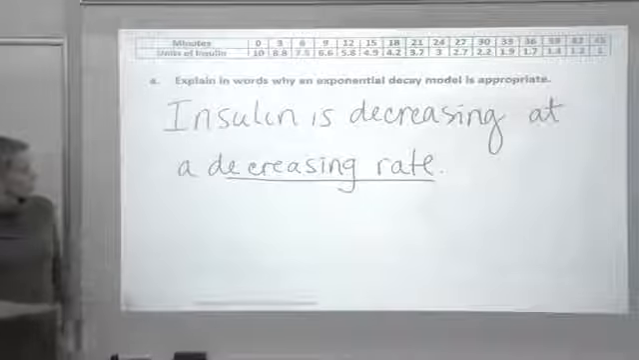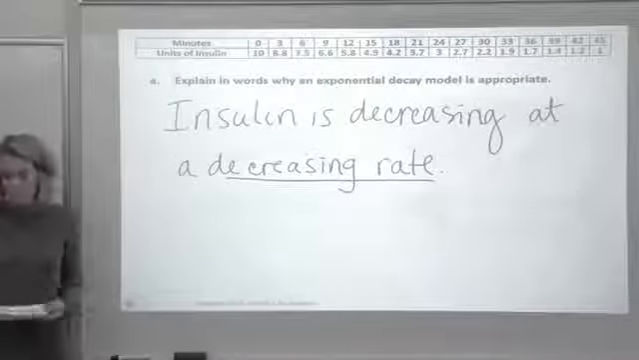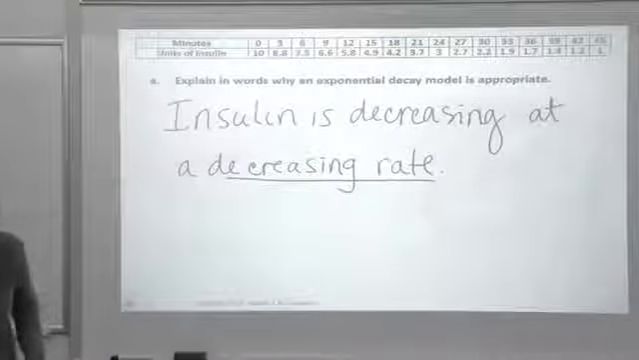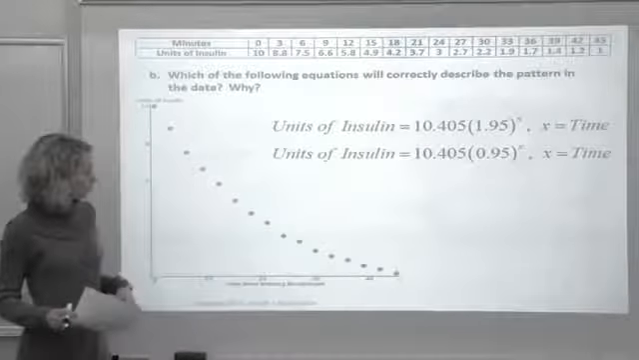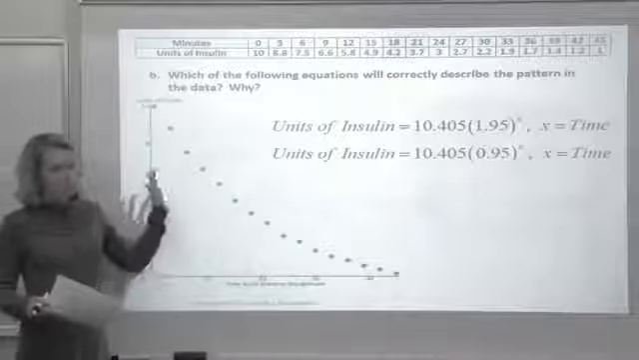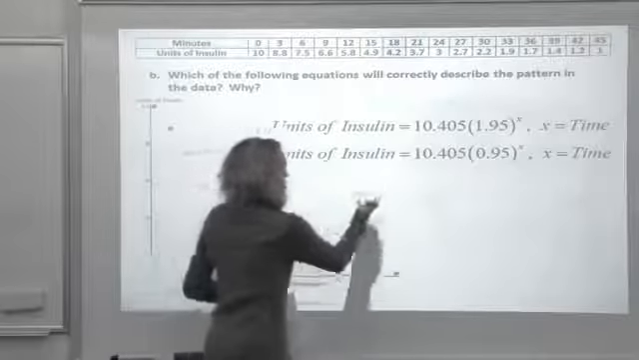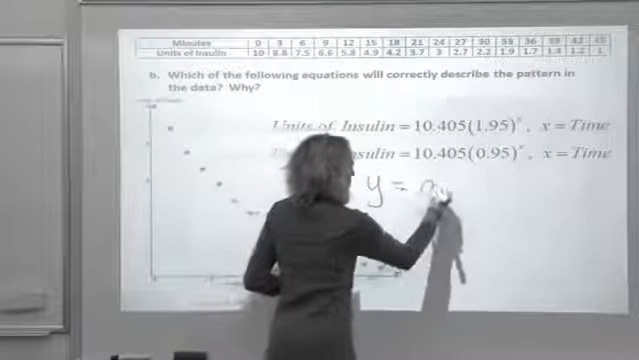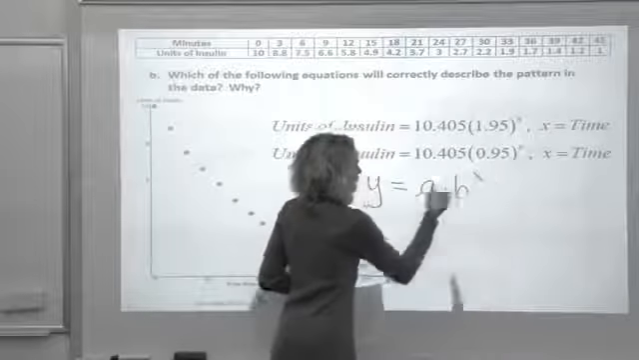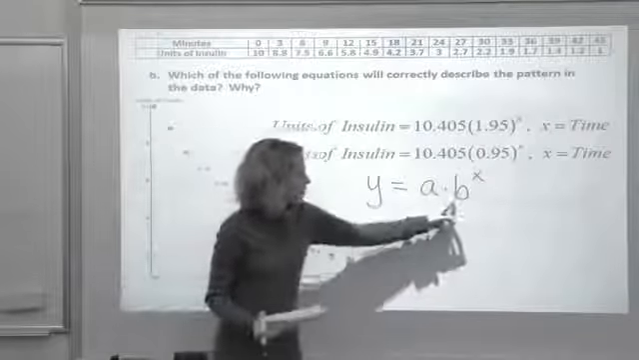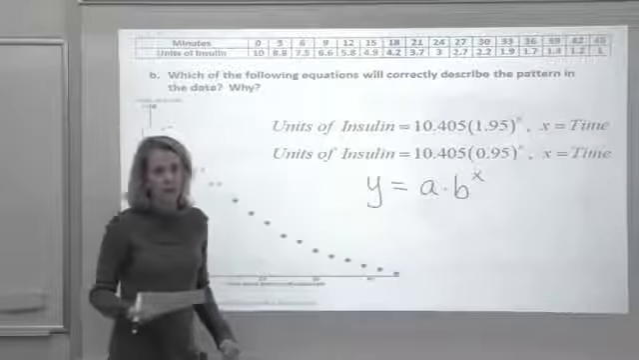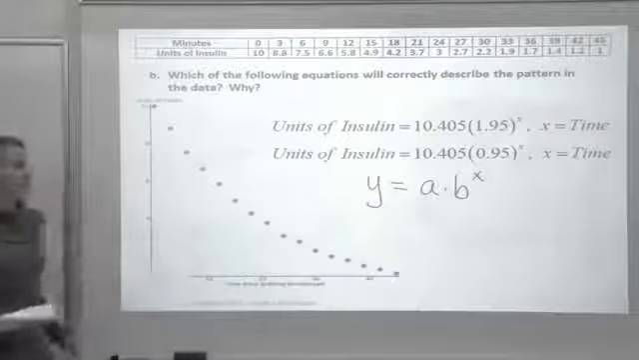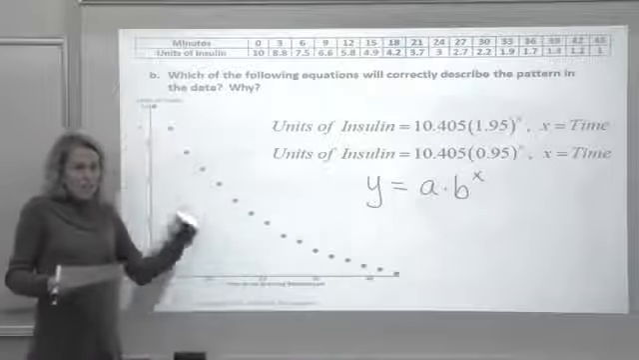So we're going to use an exponential decay model this time. You've got actually two of them given here. We have to figure out which one of these is the correct one. So remember, this is a decay model. In general, exponential functions look like this. Our base B, is it 1.95 or is it 0.95? Which one? The big thing here is it's decay, right?